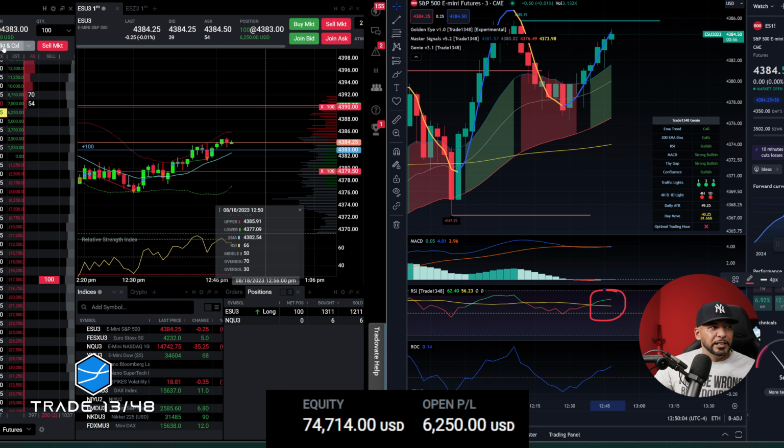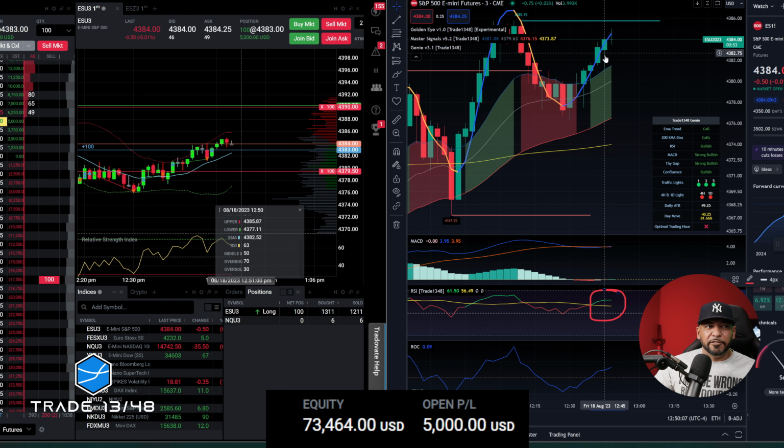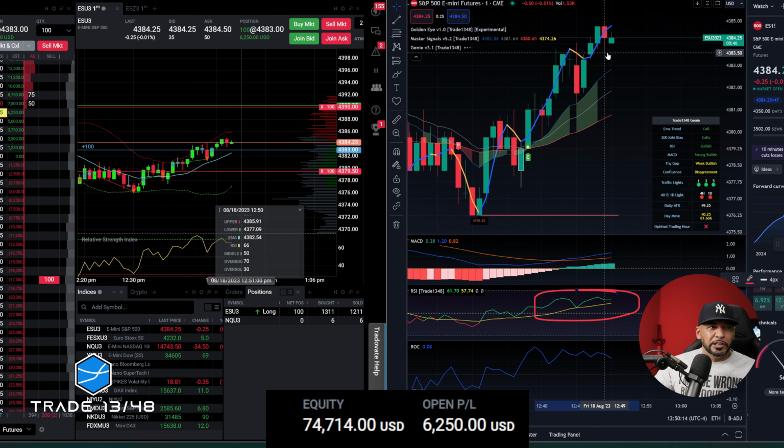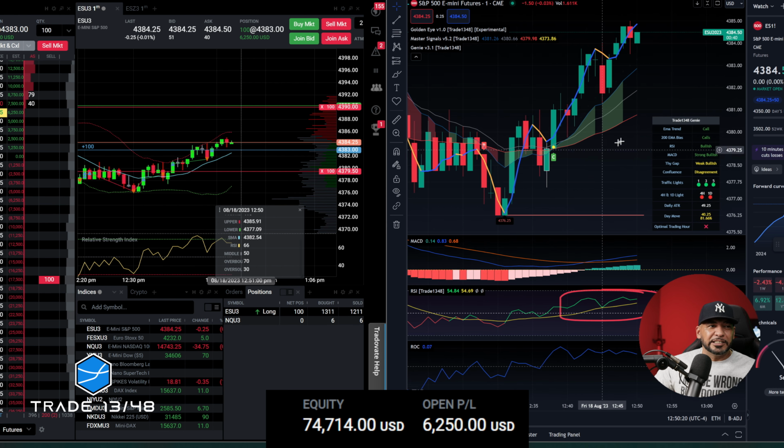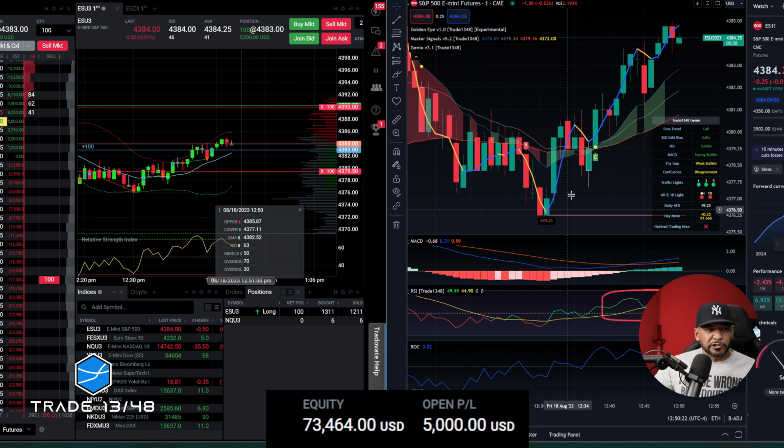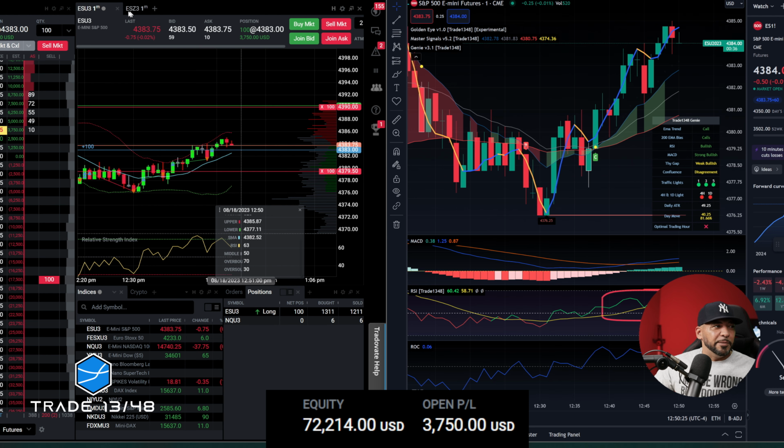Let the play develop. Again, we have green Confluence giving me confidence, although I'm not liking the look of this candle here. Let me see what's going on the 1. On the 1, you might get that subtle shift, the GoldenEye to the downside. As you guys can see, the 1 is very noisy. So if you're trying to play GoldenEye on the 1, you better be fast.